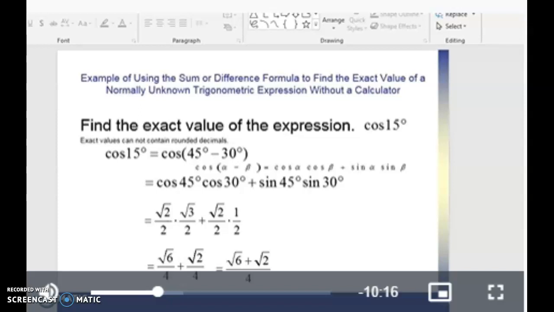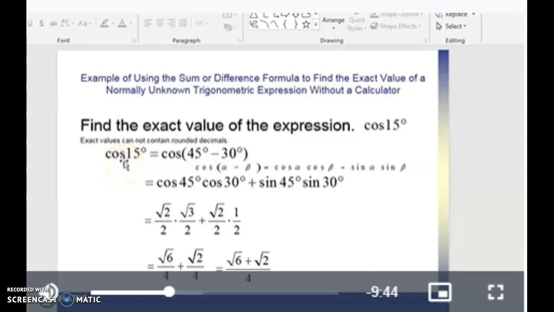Looking at an additional example, this time you are asked to find the exact value of the expression cosine of 15 degrees, without using a calculator. Please remember that exact values cannot contain round decimals that have been rounded. That is not allowed with exact values.